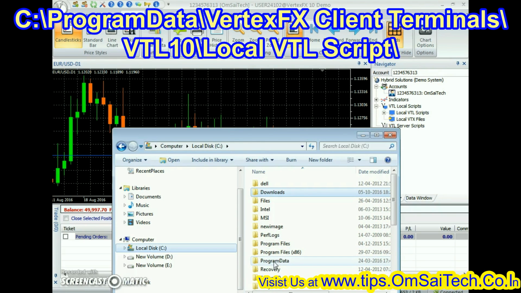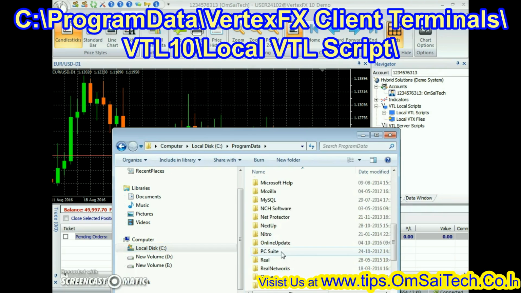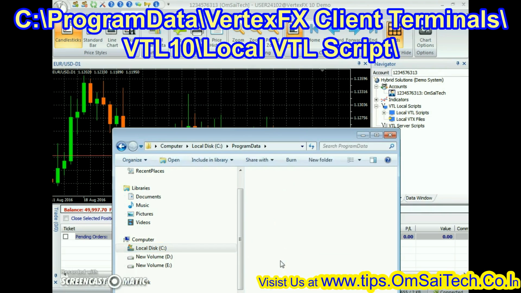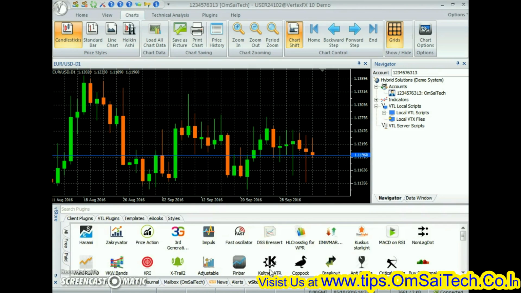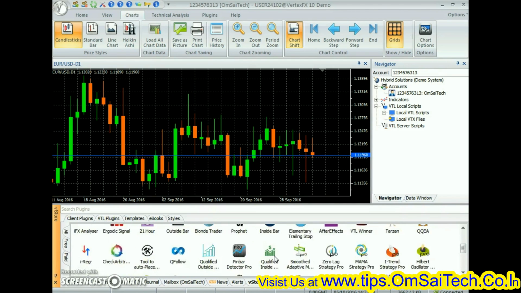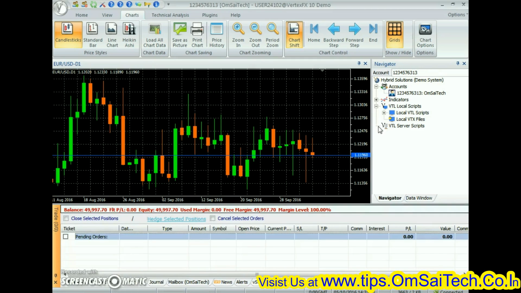The local VTL scripts folder is located at /program data/VertexFx client terminals/VTL10 local VTL scripts. The same path is also displayed on the screen. Or you can install it directly from the VertexFx trading terminal from the VStore tab. After downloading, the expert will be available at the VTL local scripts node.